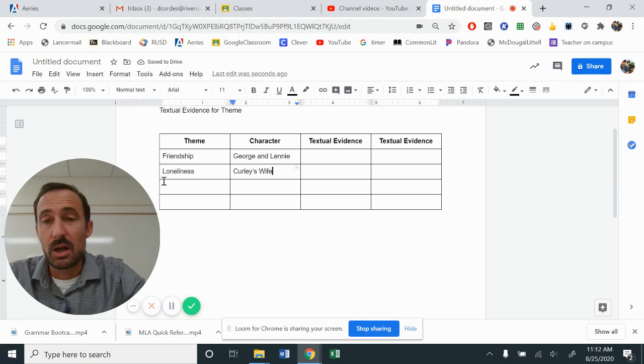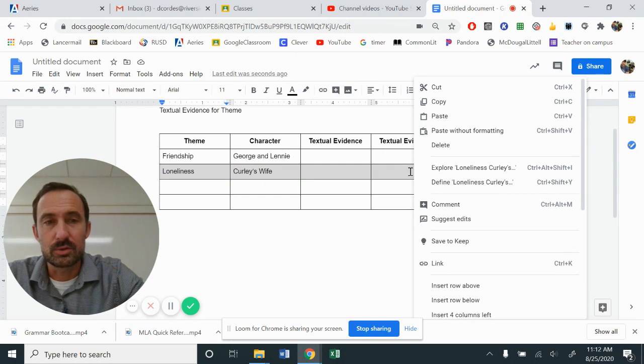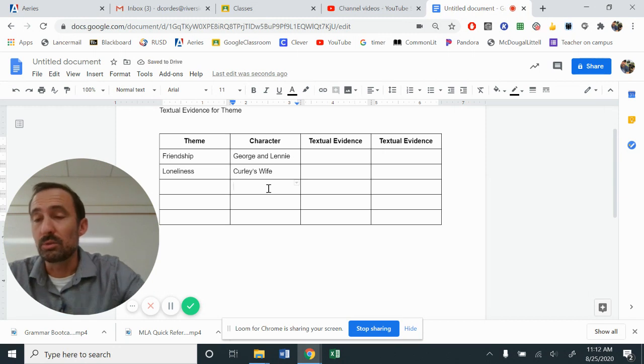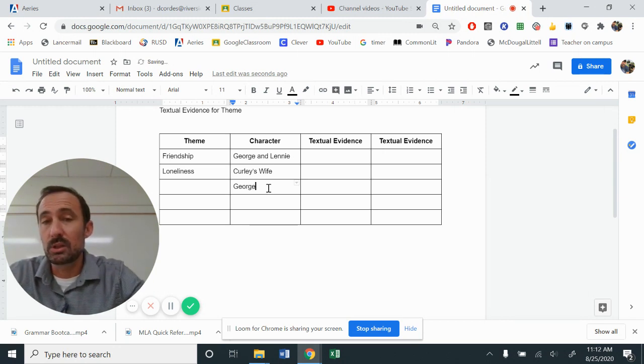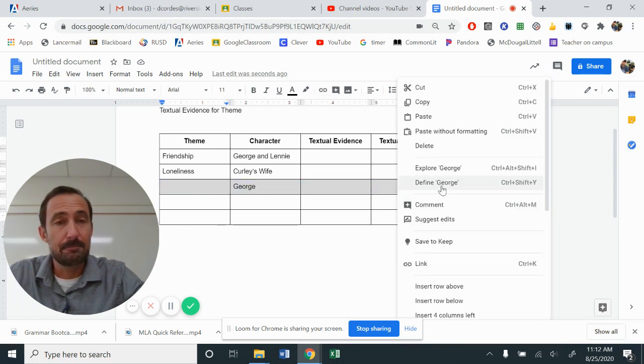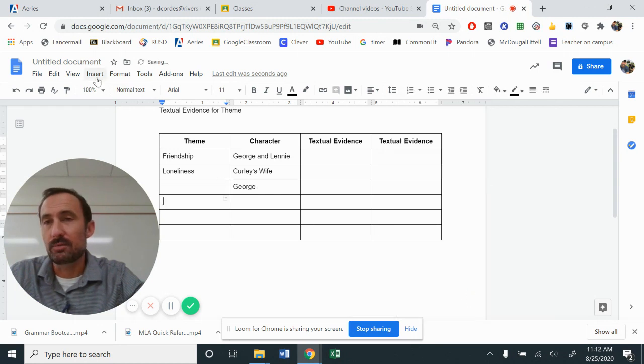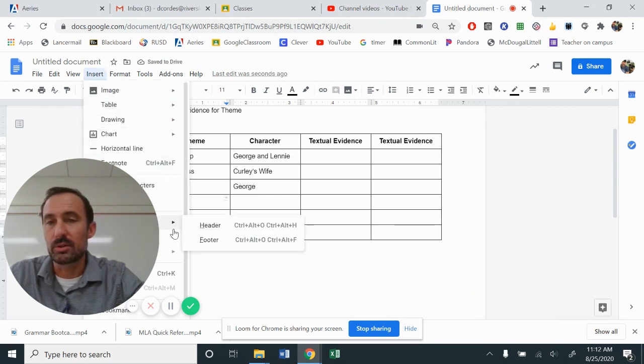She's very lonely. What I'm going to do real quick is come in here and right click and insert a row below, because there are other characters that are lonely too. George is extremely lonely. Let me add another row. Did you see how I did that? I just highlighted it, right clicked, and went down to insert row below. You can also do that if you come up to Insert and then scroll down. There's a way to add another line.